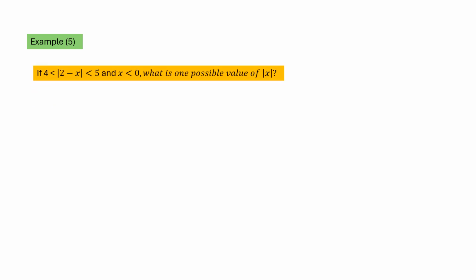Last question about grid-in. Absolute value of 2 minus x is between 4 and 5, and x is less than 0. This means x will be negative. What is one possible value of absolute x? Take care, not x, but absolute x.